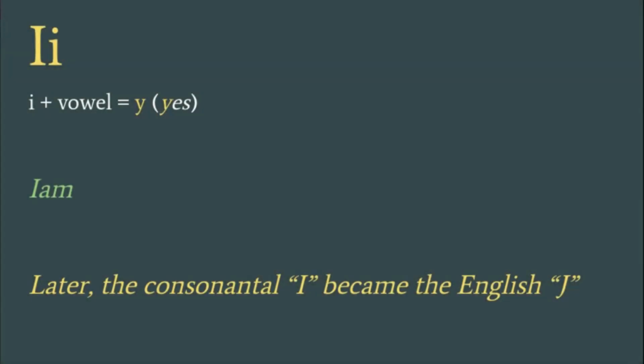Next, you have this idea of what we can use the I for. So when you take an I with a vowel in Latin, it's really making a Y sound like the Y in the English word yes. So if you look in green, you have I-A-M. That's pronounced yam, right? Because you have that I followed by a vowel, it makes a Y sound. Later on, you're going to see that the consonantal form of I became the English J. So I and J are actually related to each other, which is why they look the same.